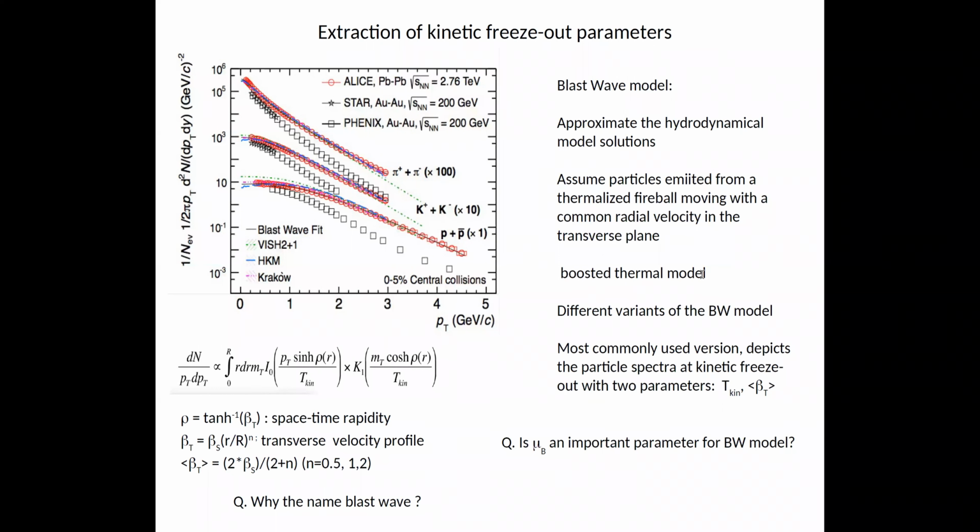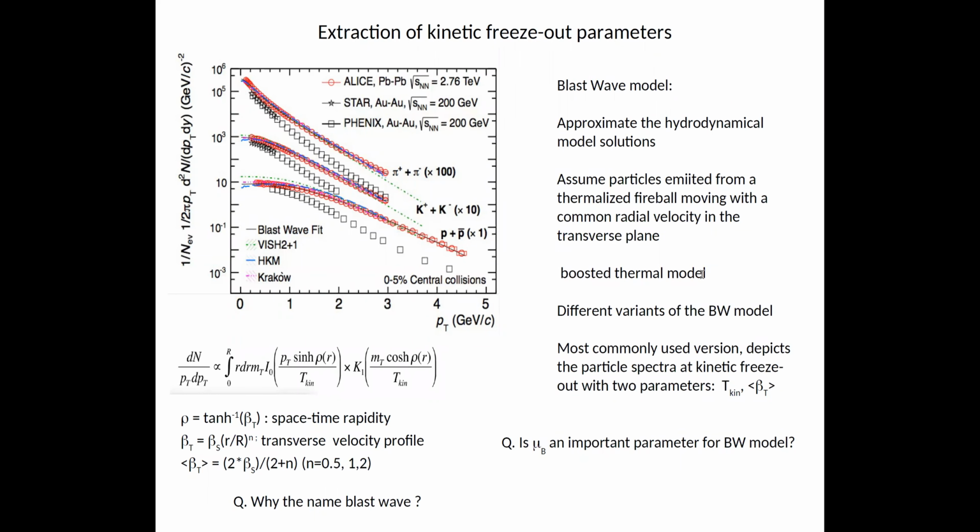There are different variants of the blast wave model existing in literature. One is called the Boltzmann-Gibbs blast wave model, where the equilibrium is described by a Maxwell-Boltzmann distribution. Then there are different versions. At high energy, you assume boost invariance in the longitudinal direction, so you have a boost invariant blast wave model. However, these models are valid only when you have a flat rapidity distribution.